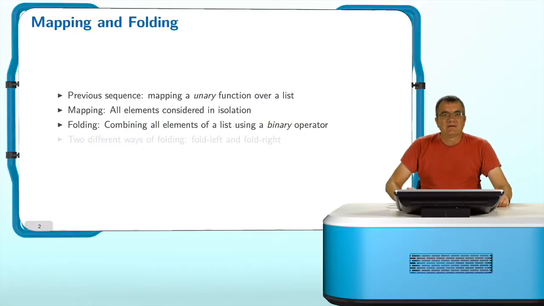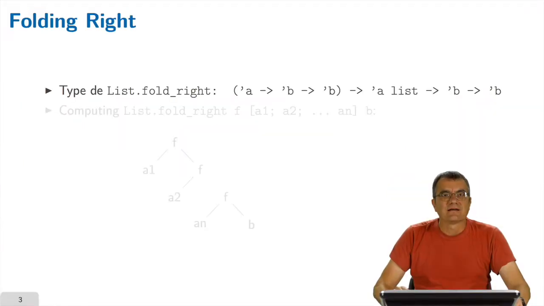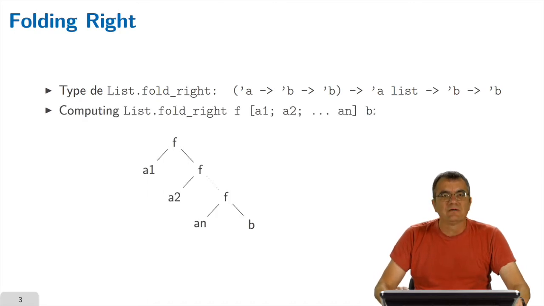Now, while mapping applies a unary function to all elements of a list, folding combines them using a binary operator. However, things become a little bit more complicated when using a binary operator, since there are in fact two fundamentally different ways of folding a binary operator over a list. One is called fold left, the other one is fold right, as we will see now on the next slides. Let's first start with the list fold right operation.